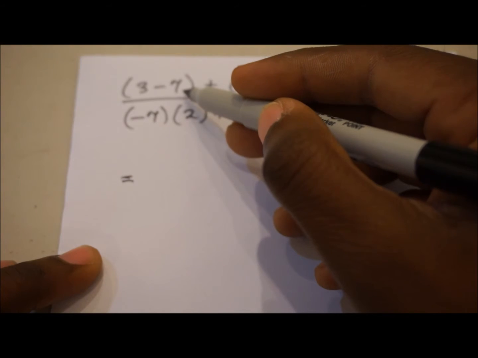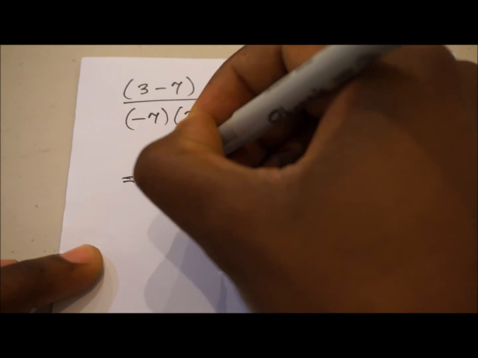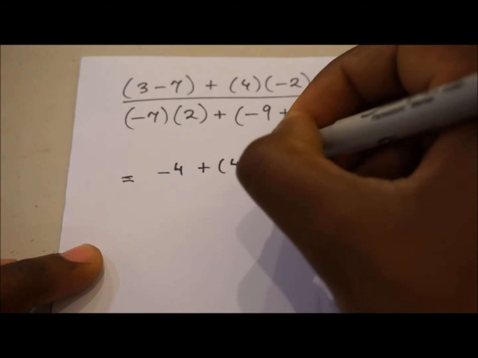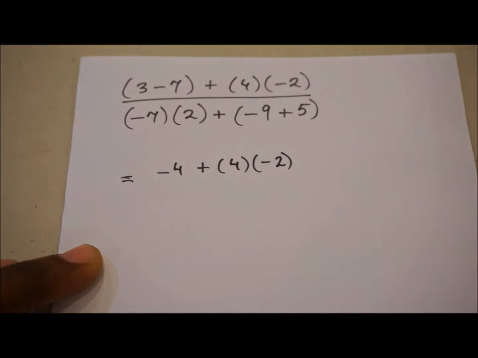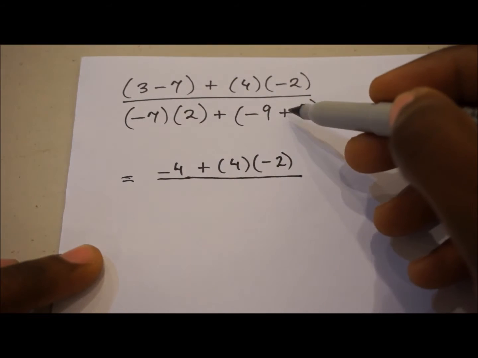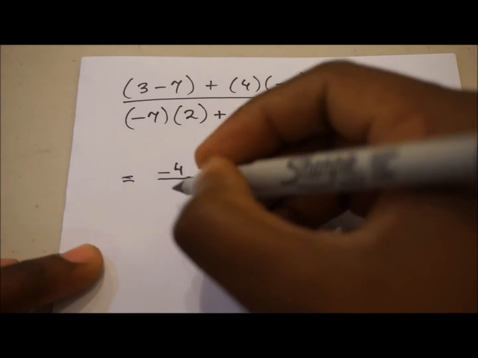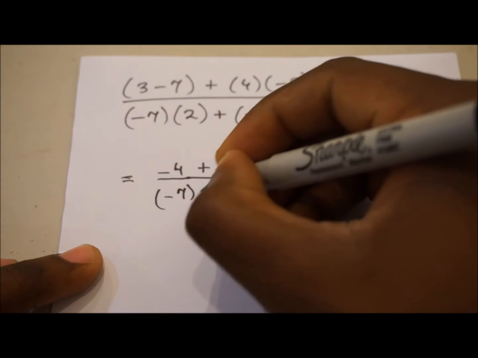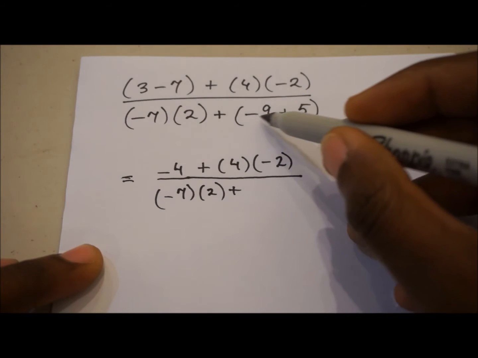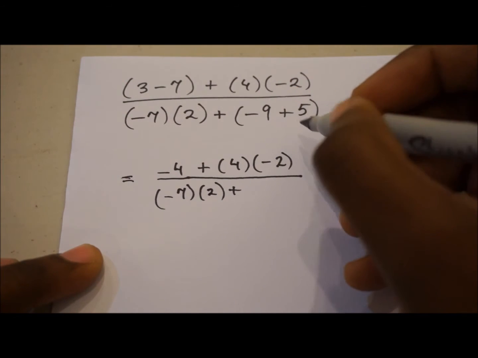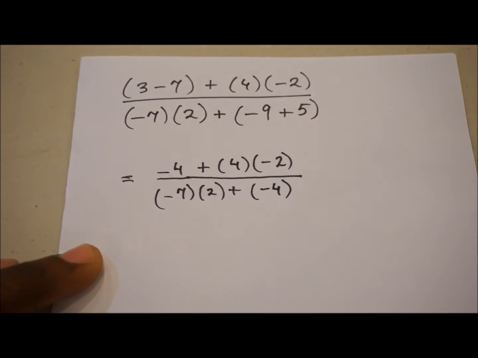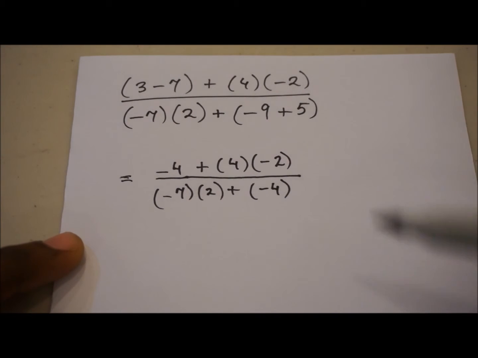So if I'm doing brackets first, my problem now becomes 3 minus 7, which gives me negative 4. And let's continue to write my problem. Plus, open bracket 4, close bracket, minus 2, close bracket here. That's my numerator so far. I could do the same thing at the bottom, simplify my brackets as much as I can. So rewrite minus 7 times 2 plus, now I enter my brackets, do my brackets. When I do the brackets, it would now become simply negative 4. Okay, so this is my new problem now.